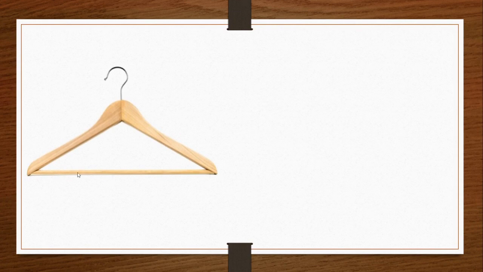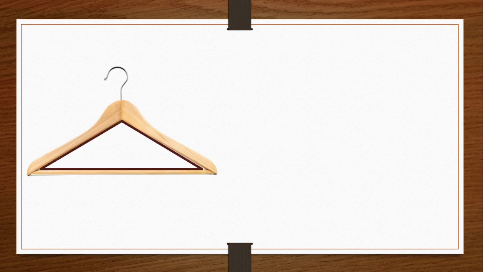Now you know this. This is a cloth hanger. Right? We use this to hang the clothes. Isn't it? Okay, again we will take the pencil and we will trace the edges. See here.